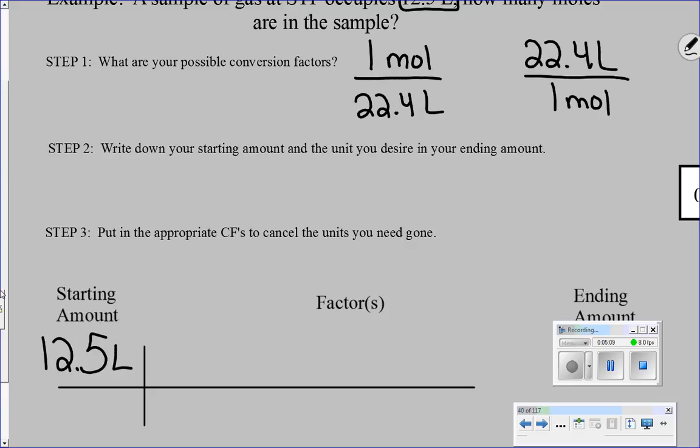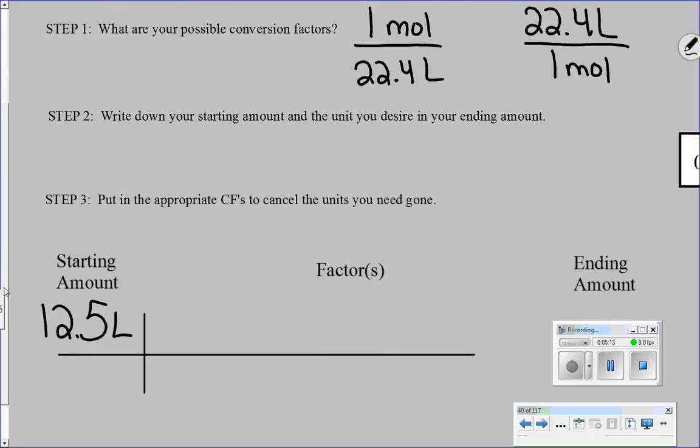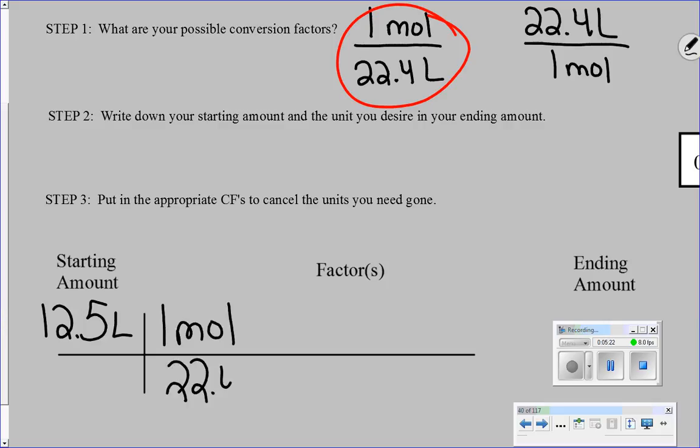So we're starting with our 12.5 liters. We want to end up in moles. We need liters to cancel out. So I'm going to choose this first conversion factor right here, which puts my liters on the bottom for me. So this is 1 mole over 22.4 liters. Liters are gone. So I'm just doing 12.5 divided by 22.4.